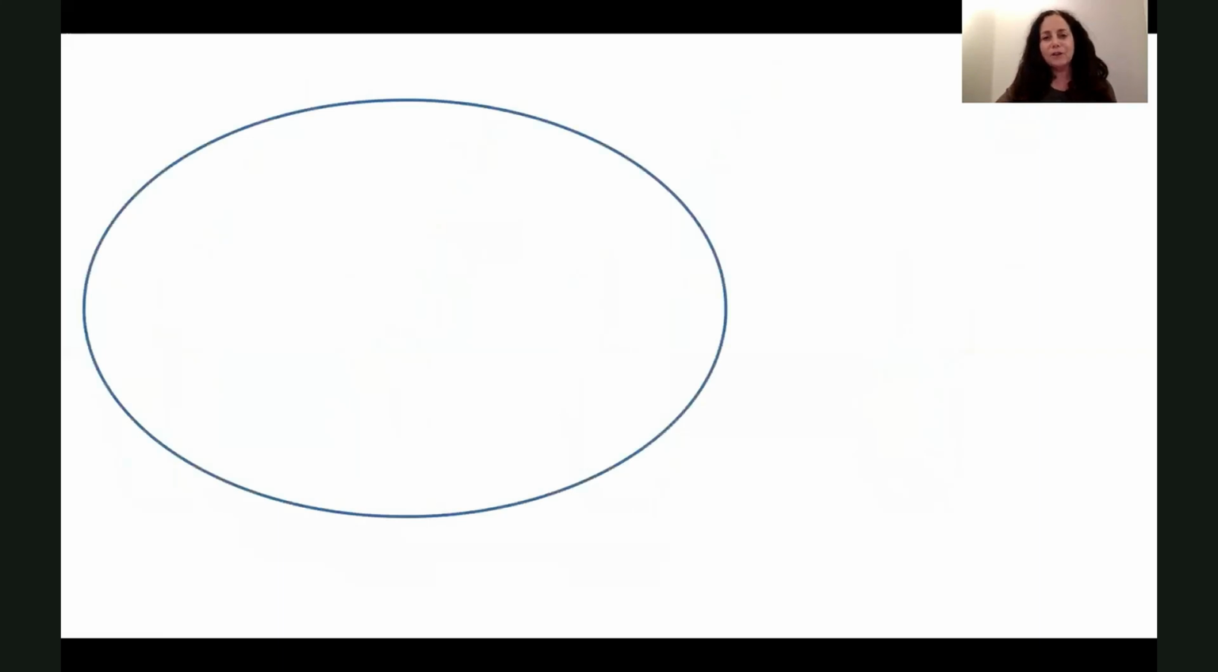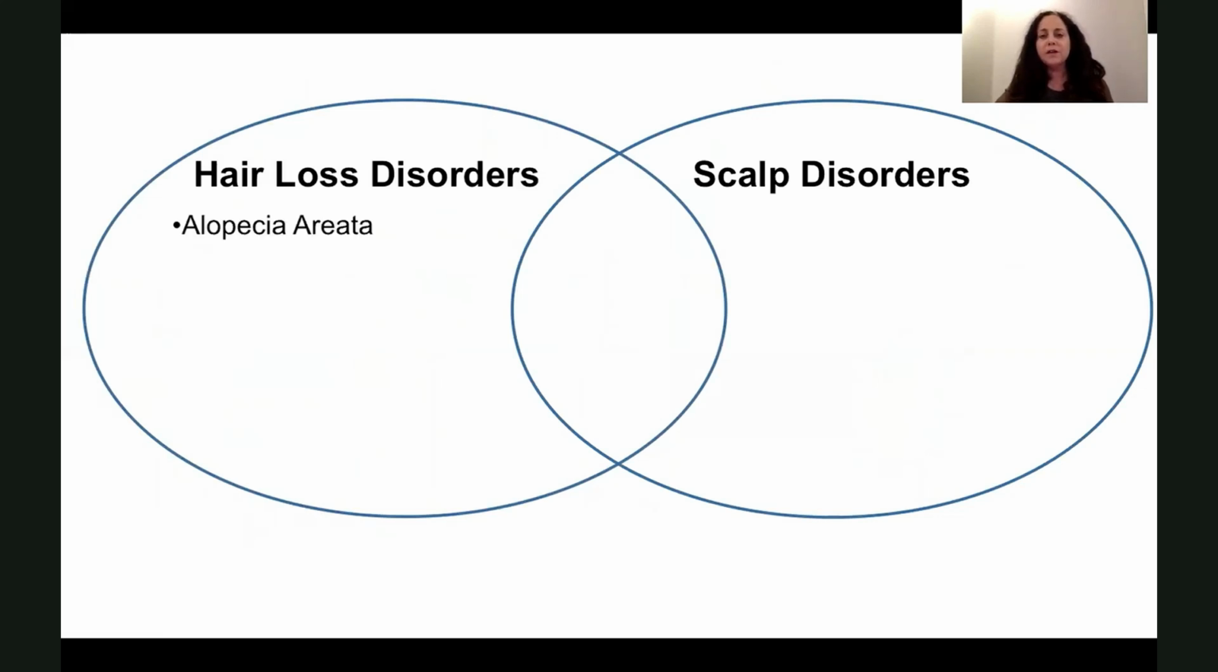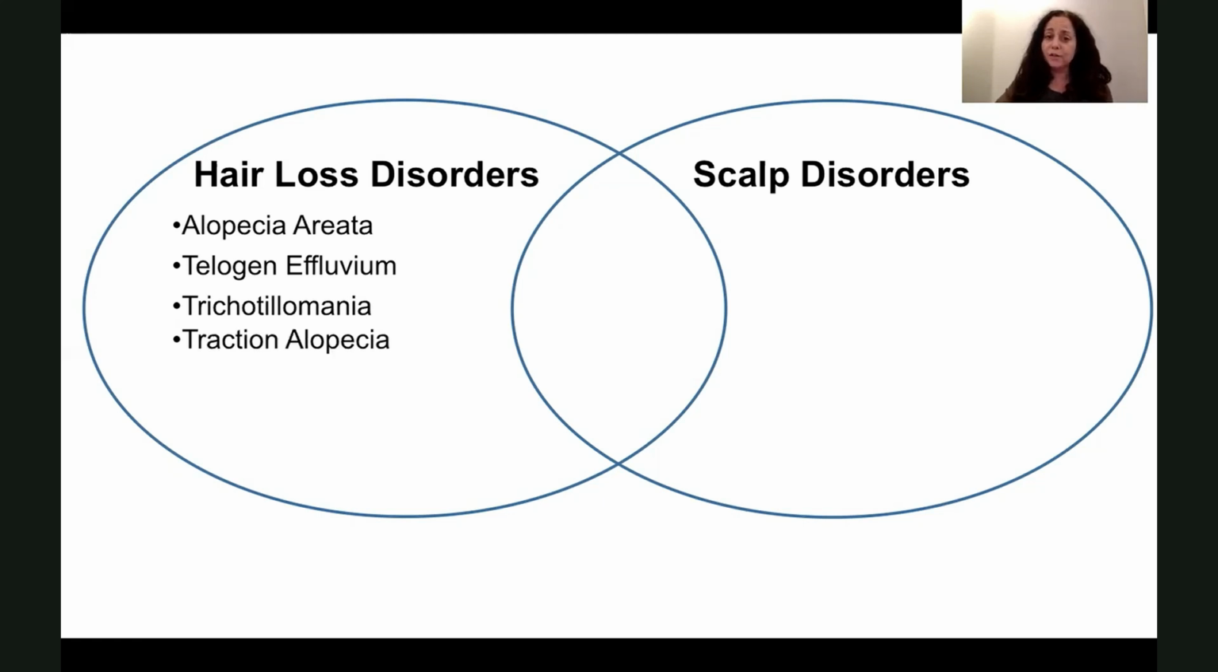If we look at hair loss disorders, they can include a variety of conditions, which we'll talk about, but we can also look at scalp disorders. And there is a little bit of overlap, but they're often different conditions. In hair loss disorders, we would consider alopecia areata, telogen effluvium, trichotillomania, although really trichotillomania is often a manifestation of stress or a behavioral habit rather than a primary hair problem, but it does present as hair loss, and thus it's classified this way for the purposes of this lecture. Traction alopecia and androgenetic alopecia.